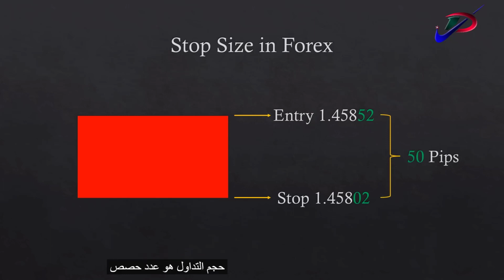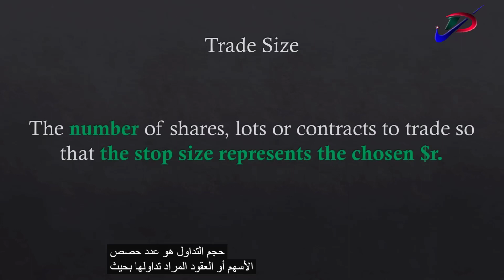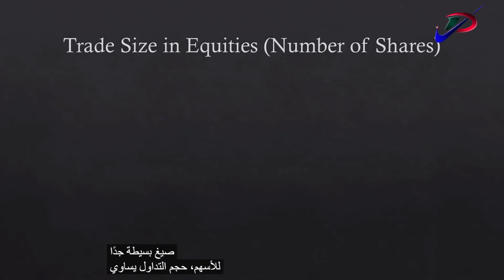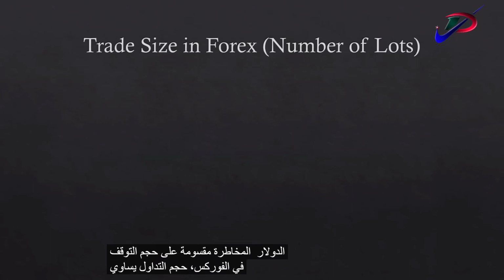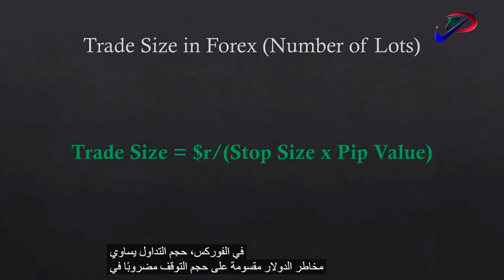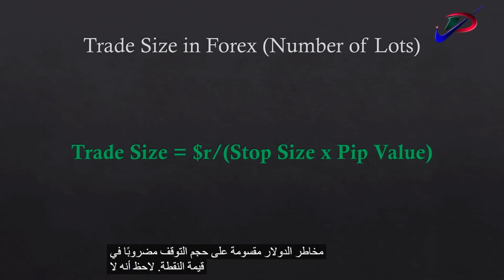The trade size is the number of shares, lots, or contracts to trade, so that the stop size represents the chosen dollar risk. This is actually simpler than it sounds. You can know the trade size following very simple formulas. For equities, the trade size is equal to the dollar risk divided by the stop size. In Forex, the trade size is equal to the dollar risk divided by the stop size times the pip value.